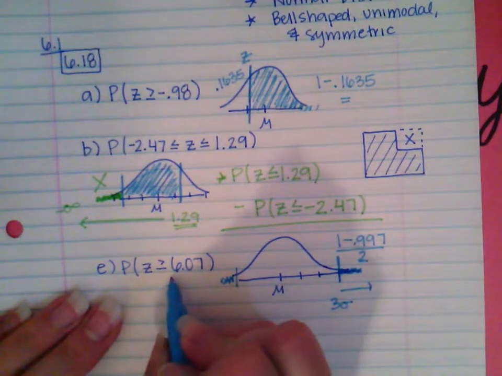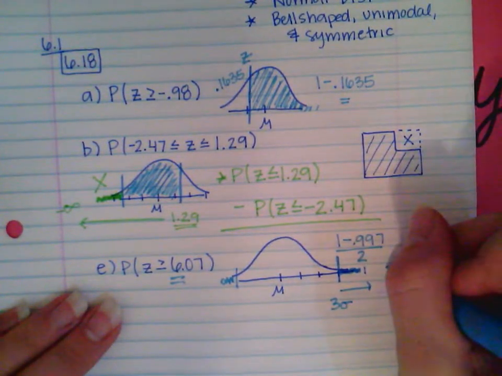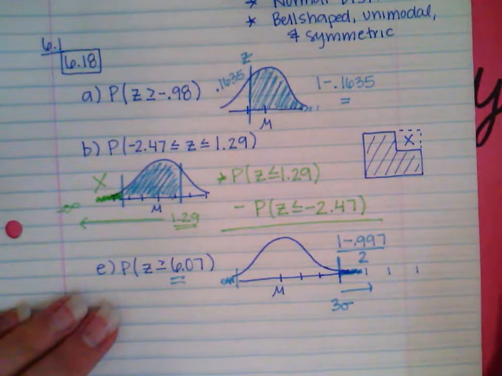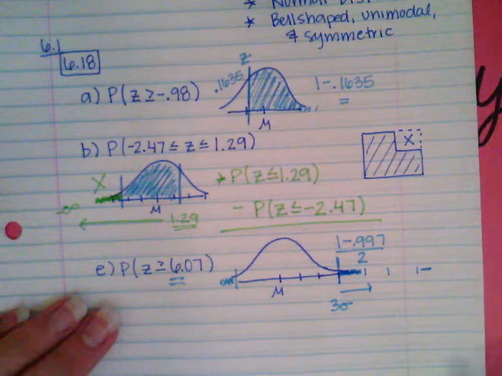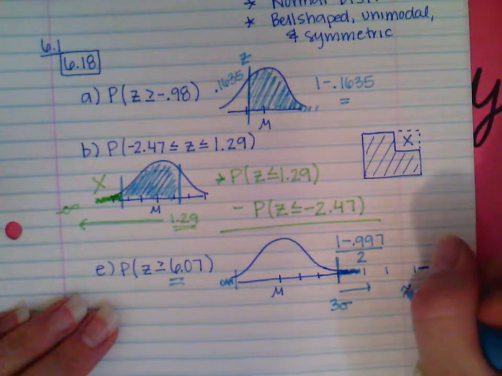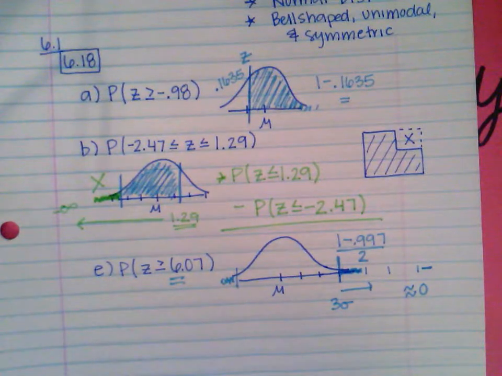If I want to go 6 standard deviations, here's 4, here's 5, here's 6 standard deviations, and I'm trying to find that itty bitty tail probability. That's going to be so close to 0 that we're not really going to include that value in the table. Once you get past about 3.5 standard deviations away from the mean, the probability is really, really low that something like that is going to happen.